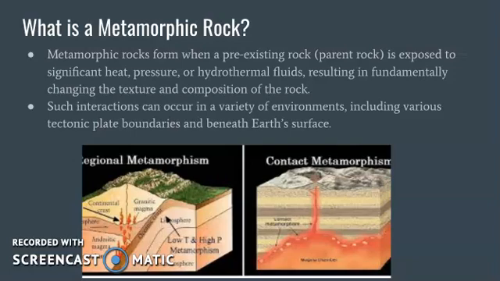So two of these locations are considered regional or contact metamorphism. Regional metamorphism occurs where you have plate boundaries. As plate boundaries run into each other, they create high pressure, and this high pressure can alter the parent rock in the process of metamorphism. Or in contact metamorphism, if a parent rock comes in contact with very hot magma, so very high temperatures, it can alter the rock through the process of metamorphism.